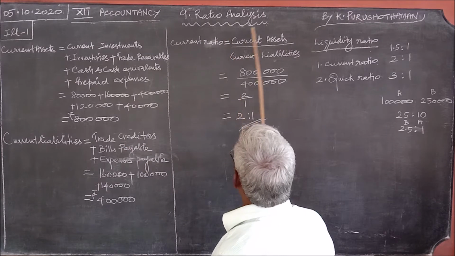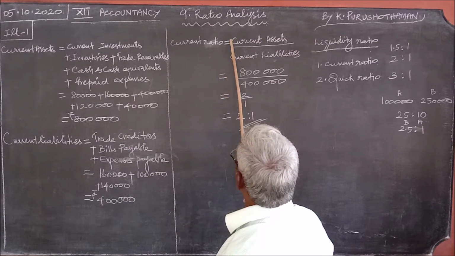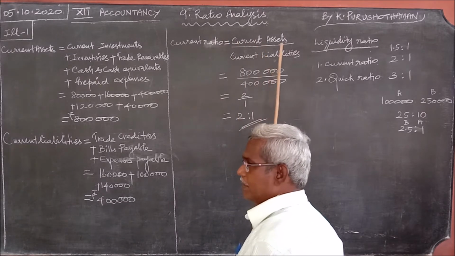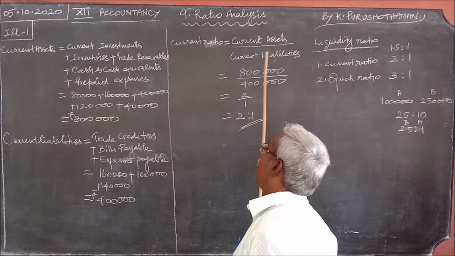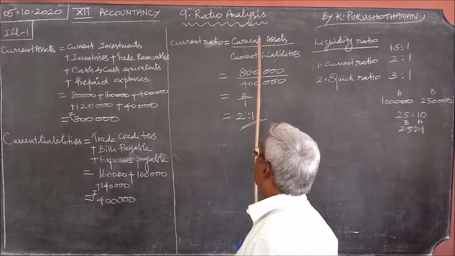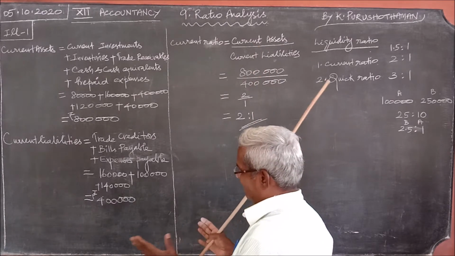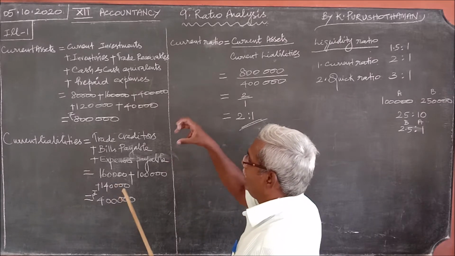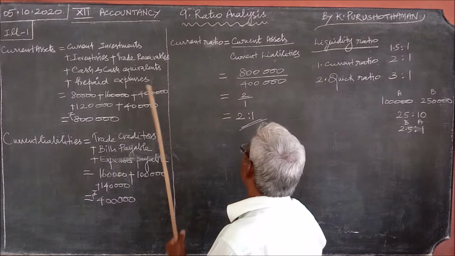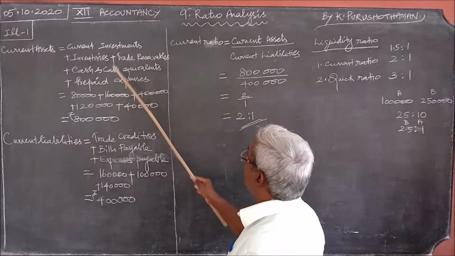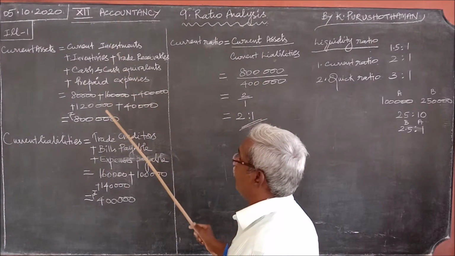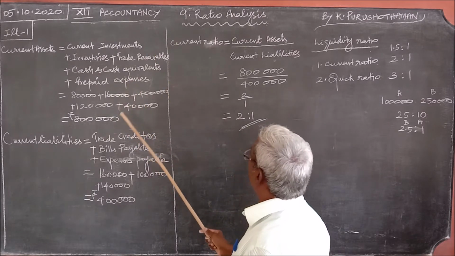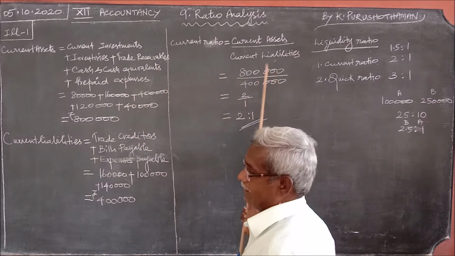What should be the formula? Current ratio is equal to current assets by current liabilities. For this we must find the answer. For that, what we should do? The current assets are scattered. There may be very many items. We should collect and find the total of all those assets, and we can put it here. That is what we have done here. There are 5 current asset items given. We have added together and we have written the answer here.